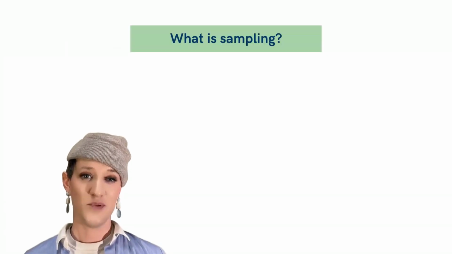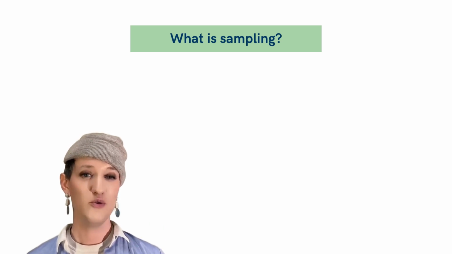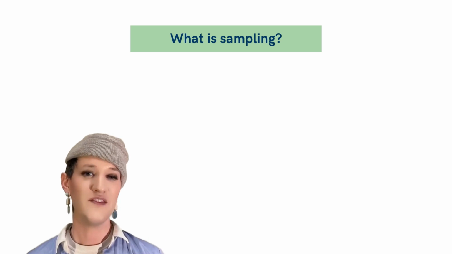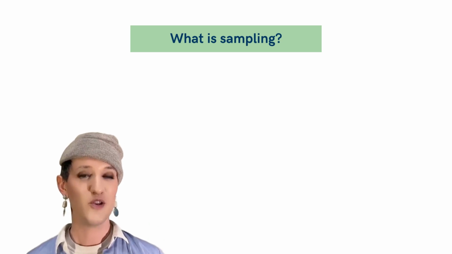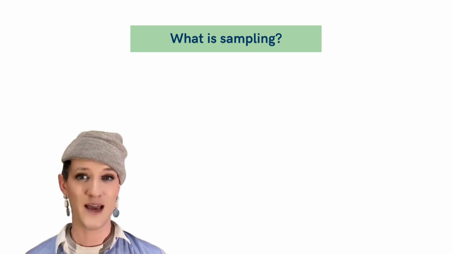What is sampling? Sampling refers to how researchers choose who to include in their study. Since researchers can't study everyone, they select a smaller group to represent the people that they want to learn about. This smaller group is called a sample. Here are a few common types of sampling.